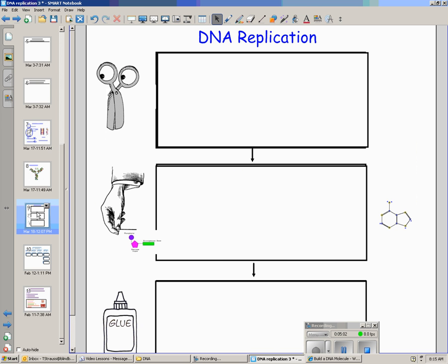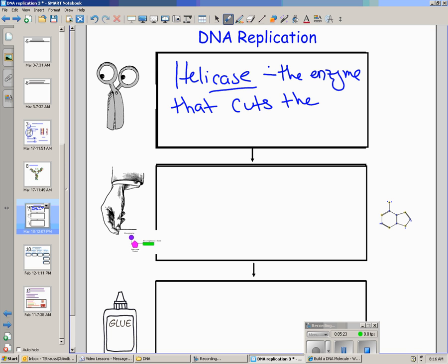Now, let's take some notes. If you were to look at this, again, we'll review. Think of scissors, helicase. Remember the ase is the enzyme that's going to cut the two strands of DNA apart. Now our helping hand that's going to help place the nucleotides to each of those strands is going to be polymerase. Now remember, again, you have ase, so it's an enzyme, and that's going to add the nucleotides.